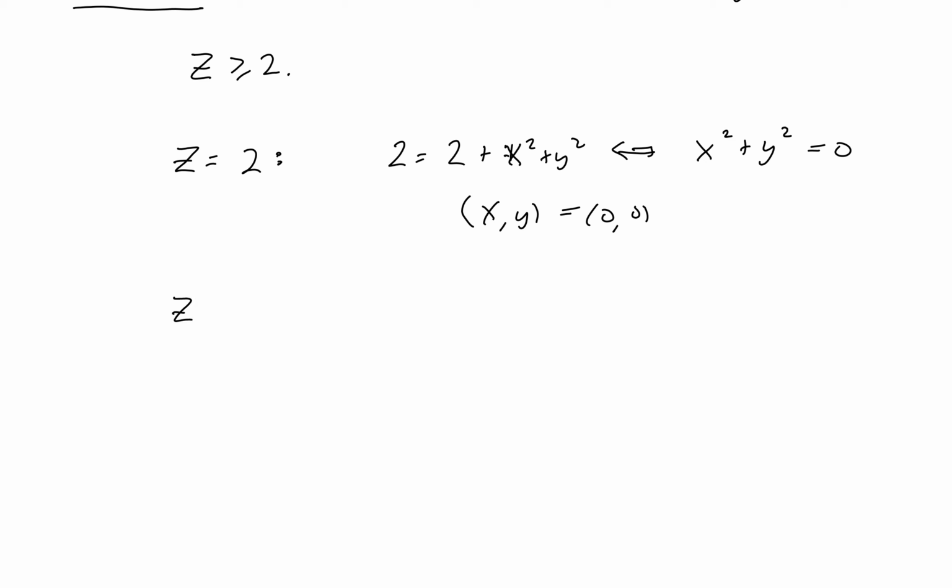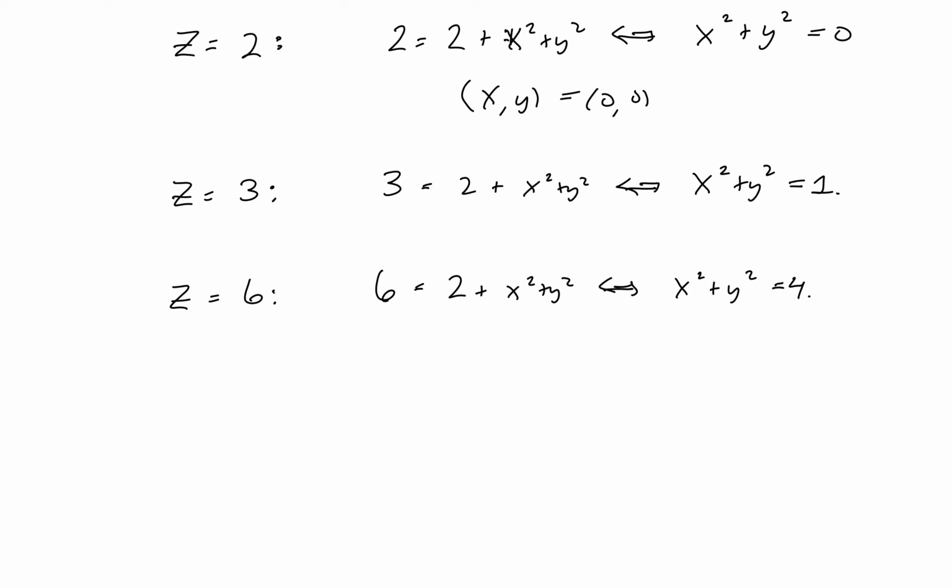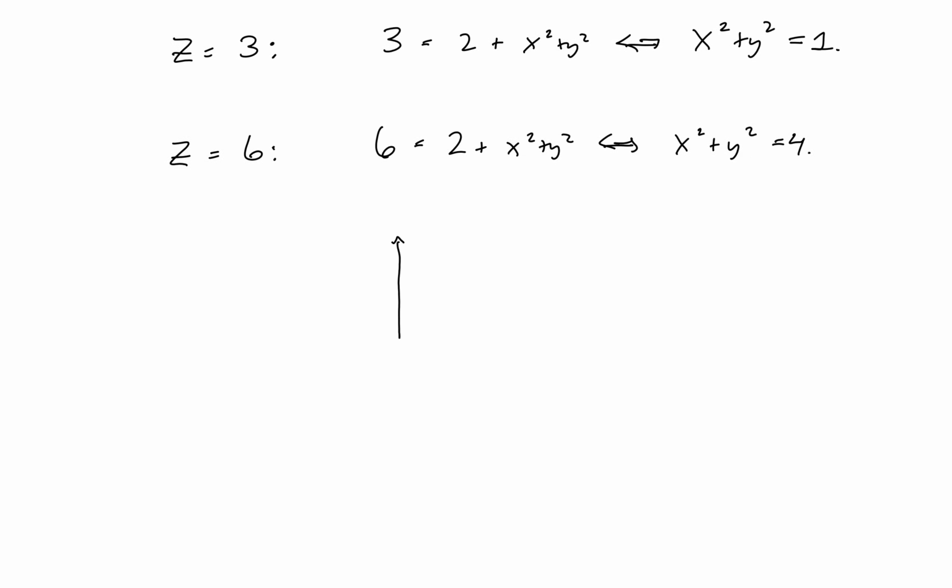And then we can look at some other values. If I look at 3, this is equivalent to x squared plus y squared equals 1. And then let's pick another. You just pick enough values to kind of fill your contour in. I'm just picking some convenient ones. So we see at these different values, we're getting a point and then some circles.